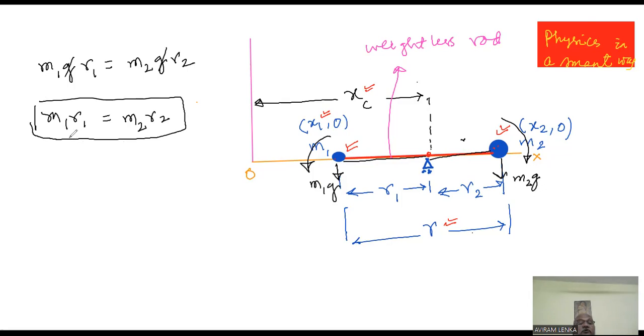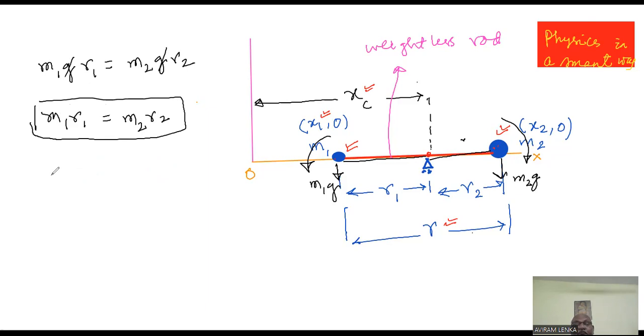Sometimes some books try to separate the formula in the form of R1 by R2 equal to M2 by M1, but that makes the thing difficult because we clearly see that this is 1 and this is 2, this is 2, this is 1. That's reversed. The better way is M1 R1 equal to M2 R2 rather than R1 by R2 equal to M2 by M1. That is true, but it is difficult to remember. So thereby, we know the clue to the center of mass comes in such a way: M1 into M1's distance equal to M2 into M2's distance.